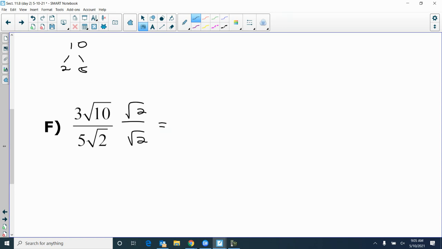All right, in the numerator, what's that going to become? 3 square root of 10 times square root of 2 is 3 square root of 20. What does the denominator become? It is going to be 10. Now, I'm going to take an extra step here because you're going to take square root of 2 times square root of 2, which is square root of 4. Square root of 4 is 2. It's going to equal 10. All right, I'm going to tell you something here.